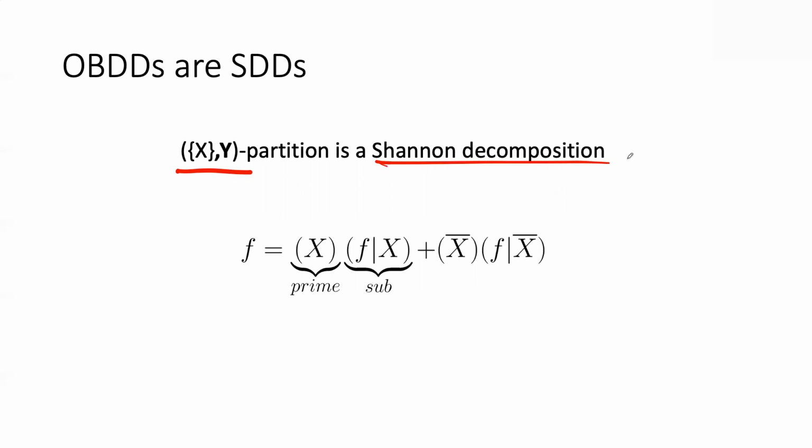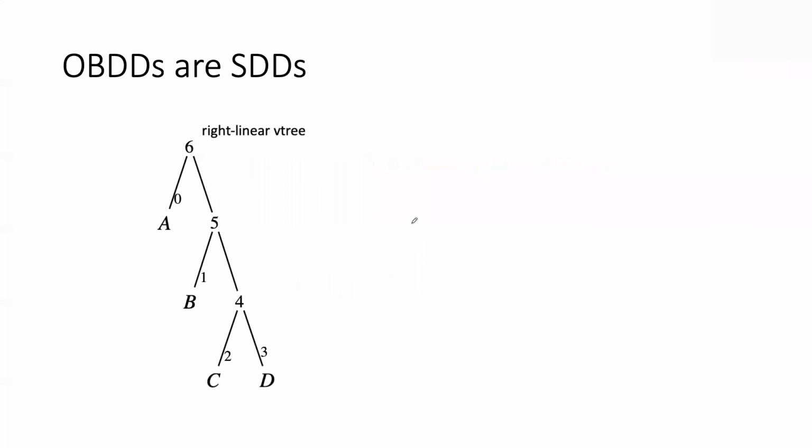So the Shannon decomposition is a special case of XY partitions. The Shannon decomposition always says split the variables into one variable and the rest. XY partitions say, no, you can split the variables into any two sets. And if you always do them this way, you get Shannon decomposition as a special case of XY partition. And let's look at it from the Vtree point of view. Remember the right linear Vtree. We said if you use a right linear Vtree, then you get an OBDD.